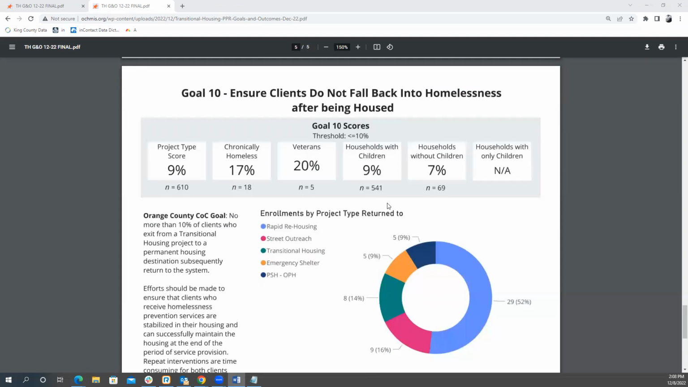And then our last measure is goal 10. Clients that are exiting to permanent housing and then returning to a project in HMIS within 2 years. So you can see for the different household types, we're pretty consistent with the project type score. The rate of returns for chronically homeless and veterans is a little bit higher, but the number of clients included are also lower, so it could be skewing the data upward.